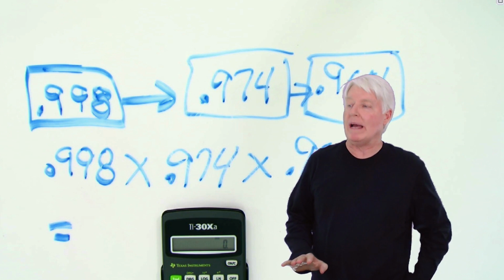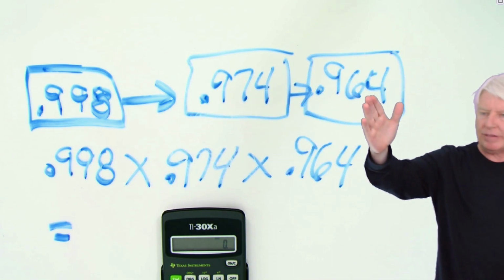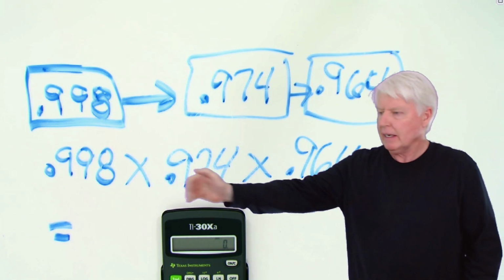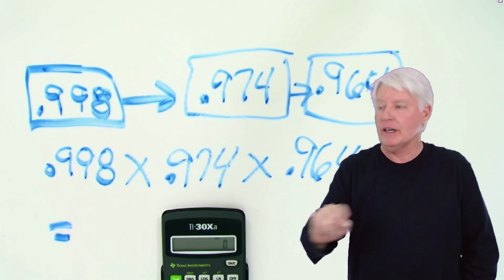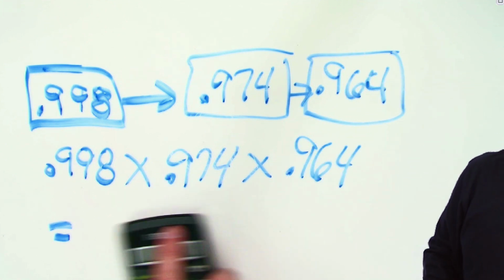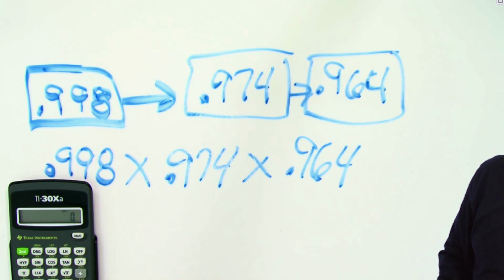So here we are at the whiteboard. I've written everything down. There's our 99.8, 97.4, 99.64, 96.4%. And what you have to do to get the yield is you multiply all of those together. As you see, I have the trusty calculator out here, and we're going to do that.